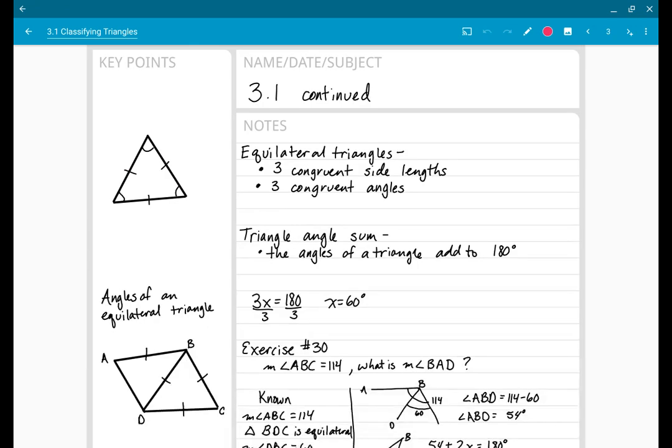The next type of triangle we're going to look at are equilateral triangles. And you might think equilateral triangles are even more easy because all three sides are congruent, which means all three angles are congruent. That's true.